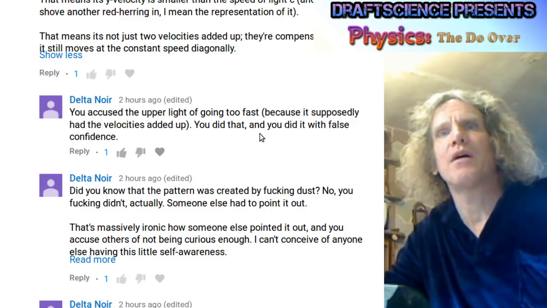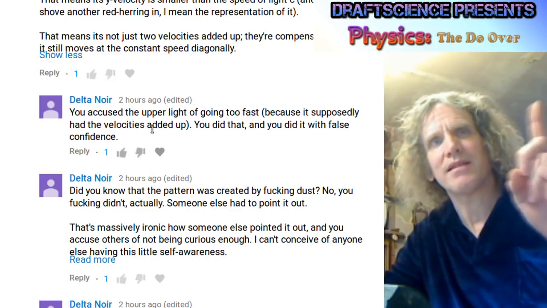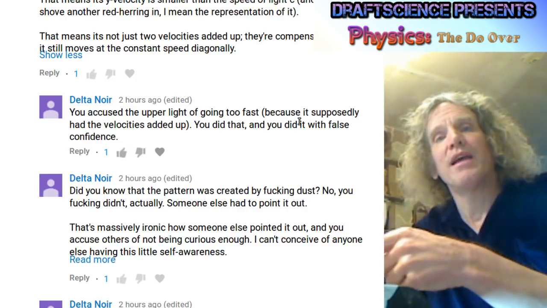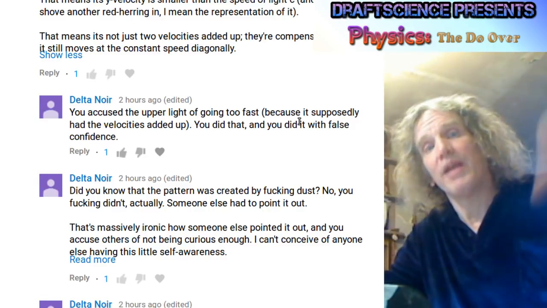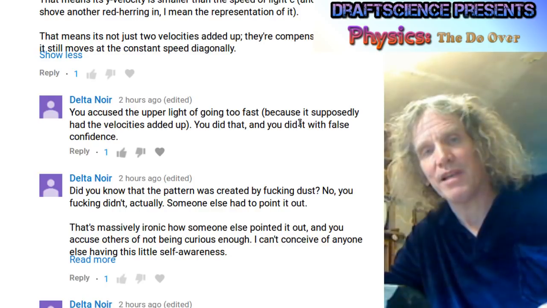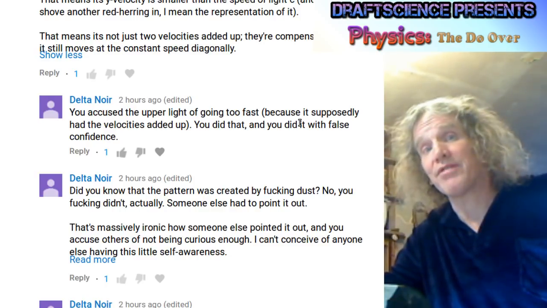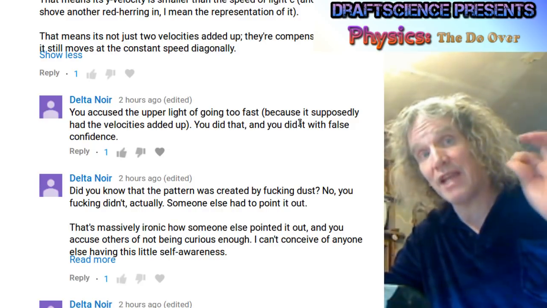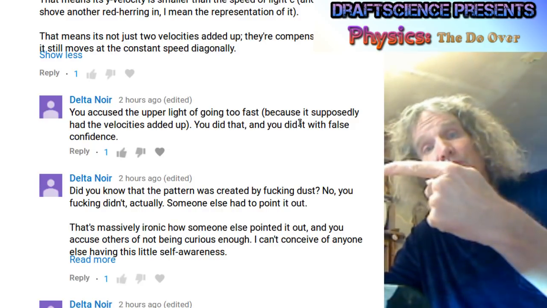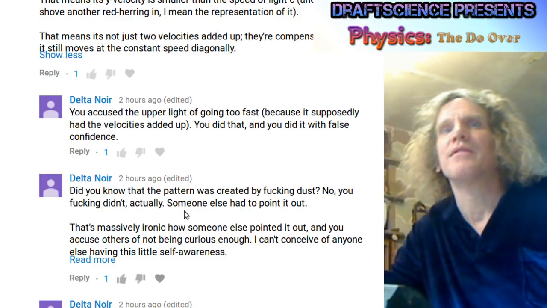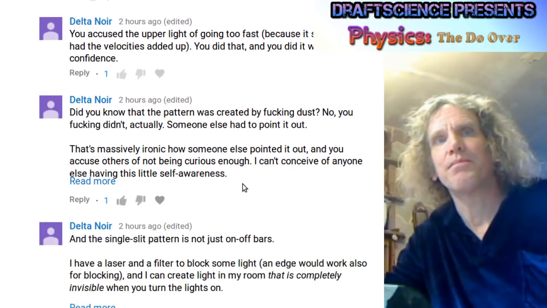Alright. You did know that, and you did it with false confidence. So again, he says it again. You accuse the upper light of going too fast. And I still accuse it of going exactly the same speed it would go in the bottom one, where there's no motion. It's doing exactly the same thing. It's getting from the up position to the down position in exactly the same amount of time, even though it's going this way too. And it can't do that physically. Fact. You piece of shit.